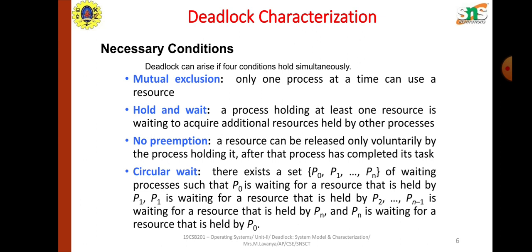If a cycle gets formed in process execution and resource allocation, there is a compulsory occurrence of a deadlock situation. So these are the four characterizations of deadlock occurrence. If these four conditions are satisfied simultaneously, then we can say that the system will enter into a deadlock state.